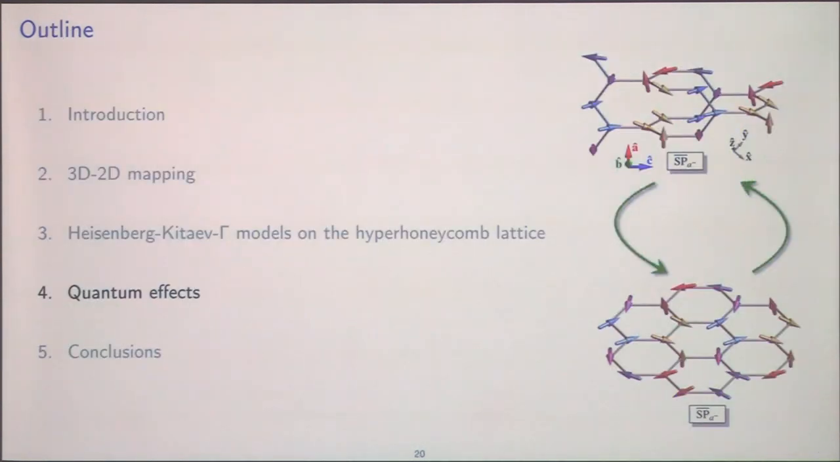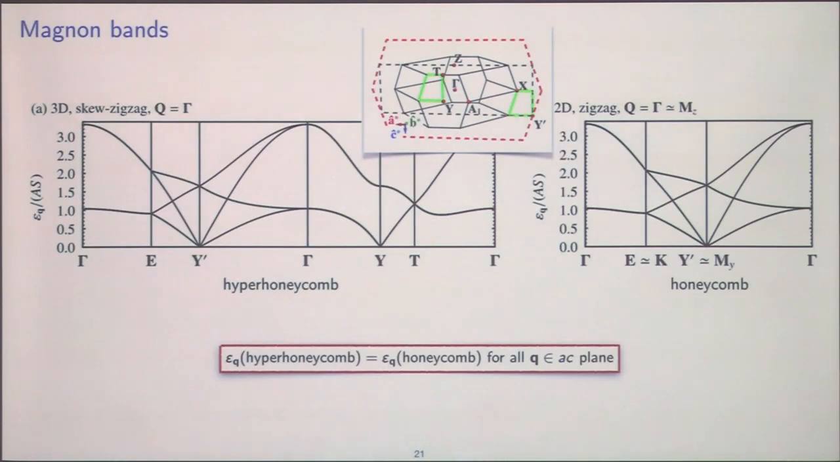Okay, so I probably won't have time to discuss quantum effects, but let me just show you the magnon bands in the three-dimensional Brillouin zone and the two-dimensional Brillouin zone. The only thing you should see here is that if we have a path, which is the first half of this plot, within the AC plane, the magnon bands completely coincide. Of course, there are points in the Brillouin zone which cannot be mapped to the two-dimensional Brillouin zone, and therefore there are energies here which do not occur here, but not vice versa.